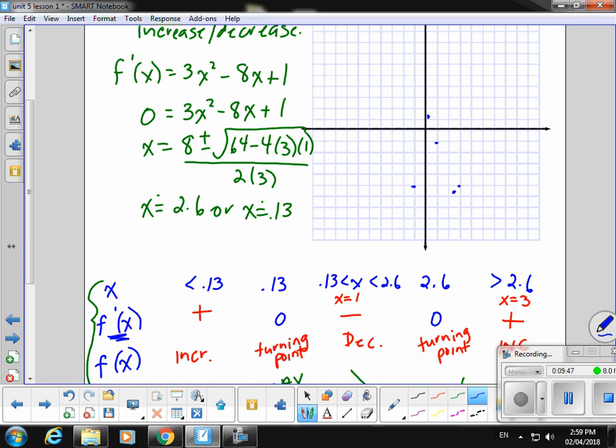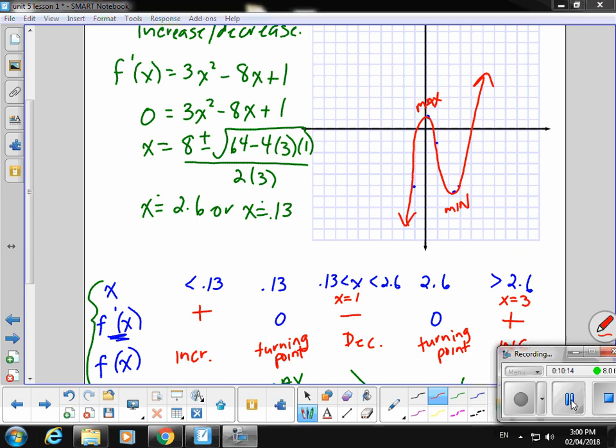Okay. So from my critical points, that table that I organized, I know that this one is a maximum. I know the 2.6 is a minimum. I know it's a cubic, so I know the basic shape. And very roughly, yeah, you can do a better job. And crazily enough, in this unit, you can always check your work on Desmos.